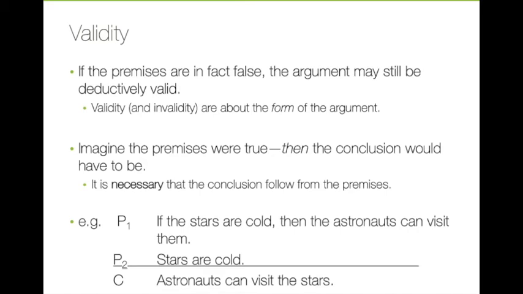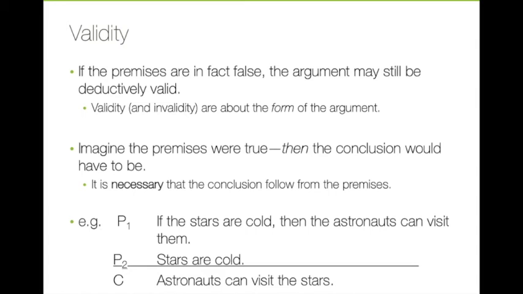But the key difference between validity and soundness is that validity is conditional. So it tells you, for any argument of that form, if the premises are or were true, the conclusion would also have to be true. But validity doesn't have anything to say about the content of the statements and whether they're true or false. It just tells us that if they were true, the conclusion would have to be true.